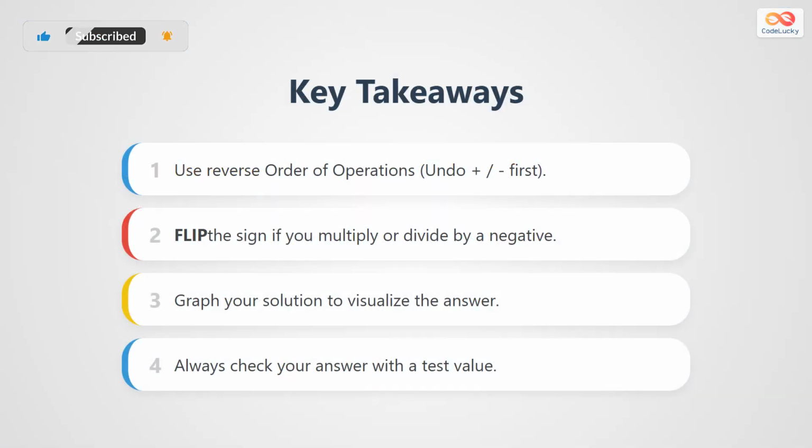To summarize, always use the reverse order of operations to isolate the variable. Remember to flip the inequality sign if you multiply or divide by a negative number. Graph your result to see the solution set clearly, and check your work with a test value to be sure.